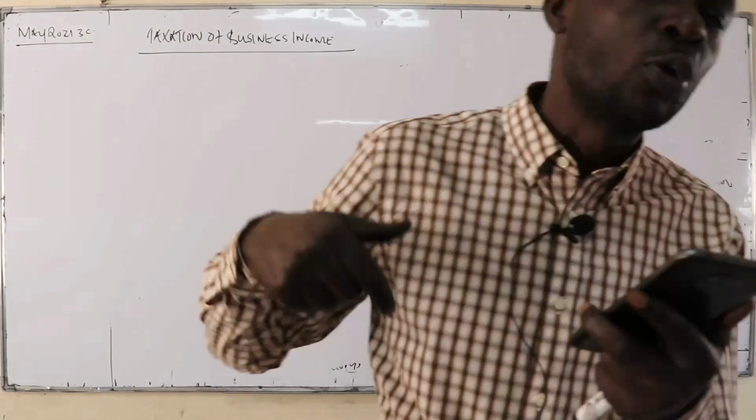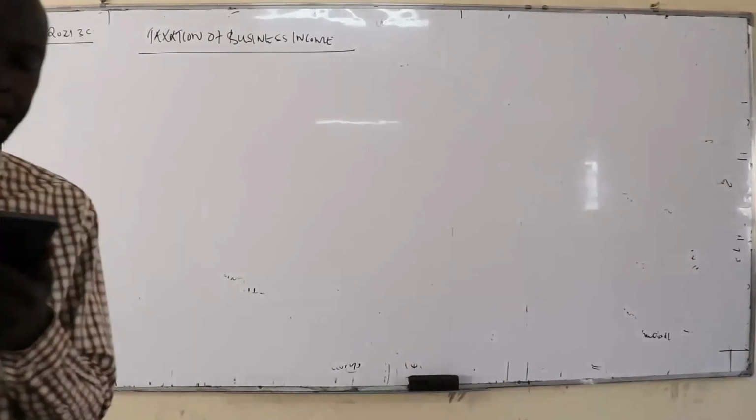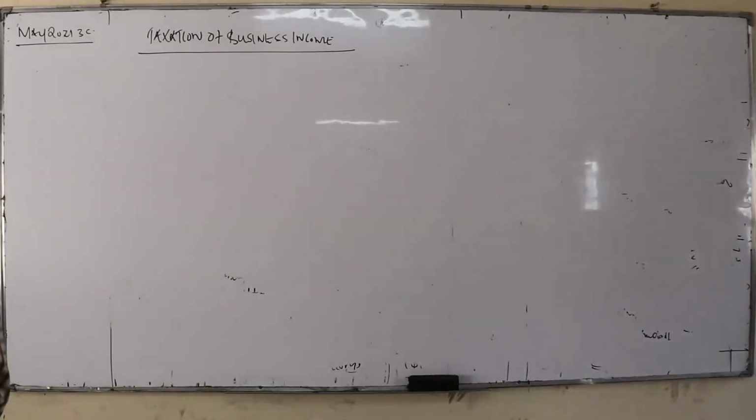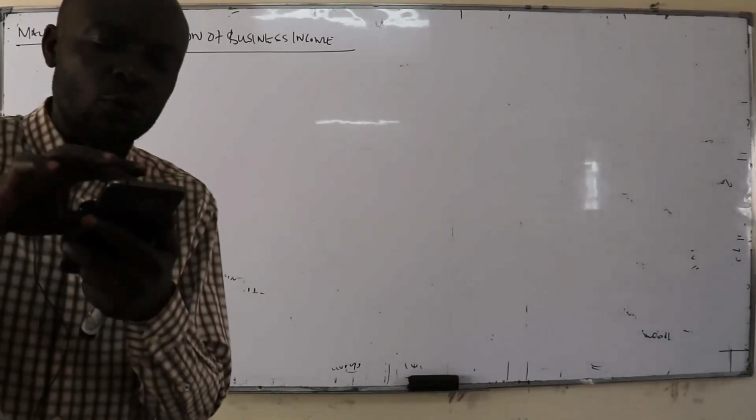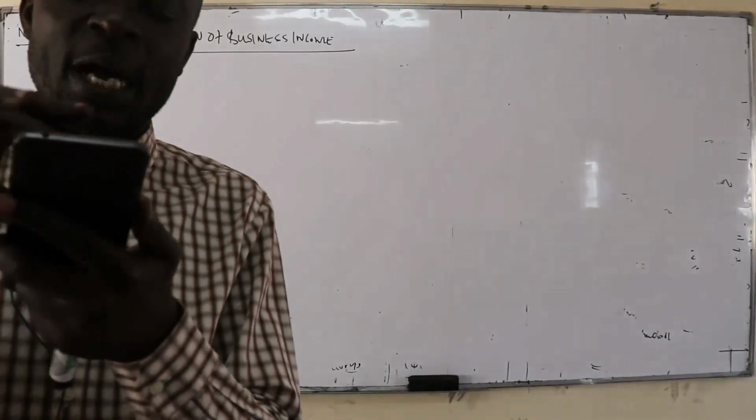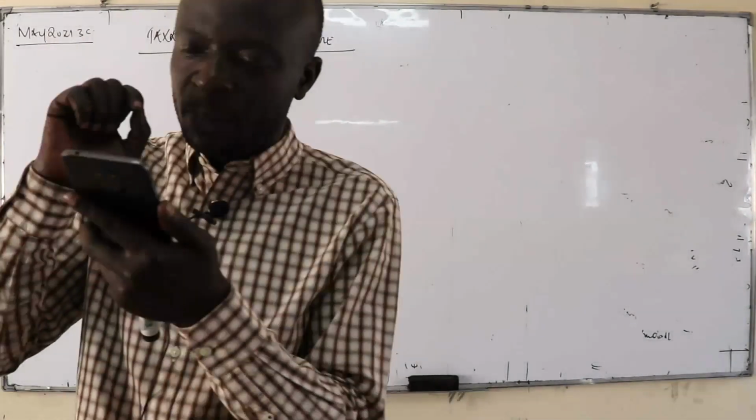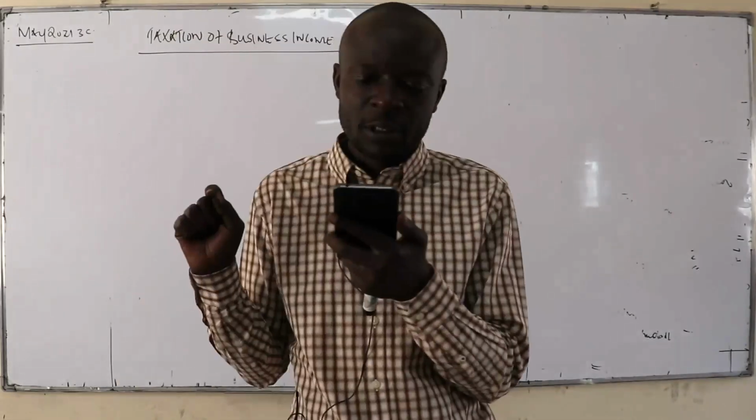So now I want to look at business income. And we also have rental income. I also believe you can do that. And then farming income. So now what are the factors that you consider in order to determine whether a business is being carried on for tax purposes? Number one, you look at the motive of the business.